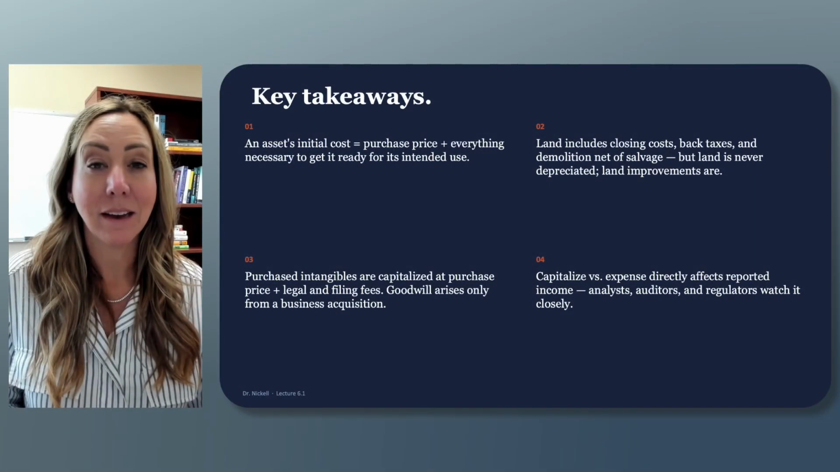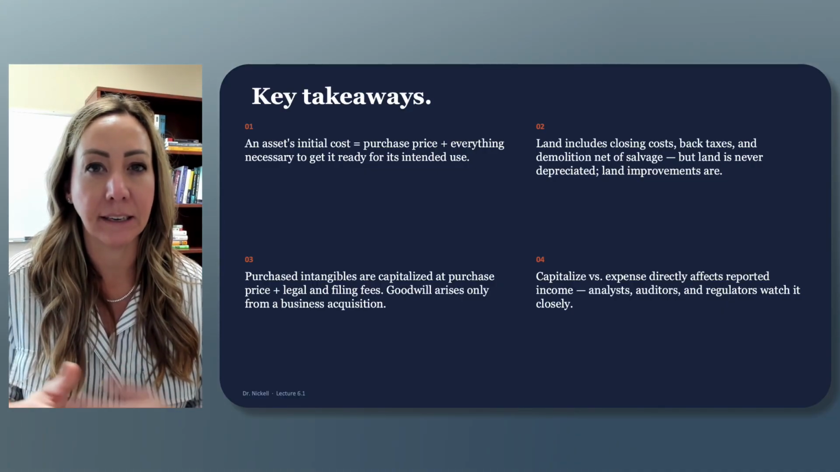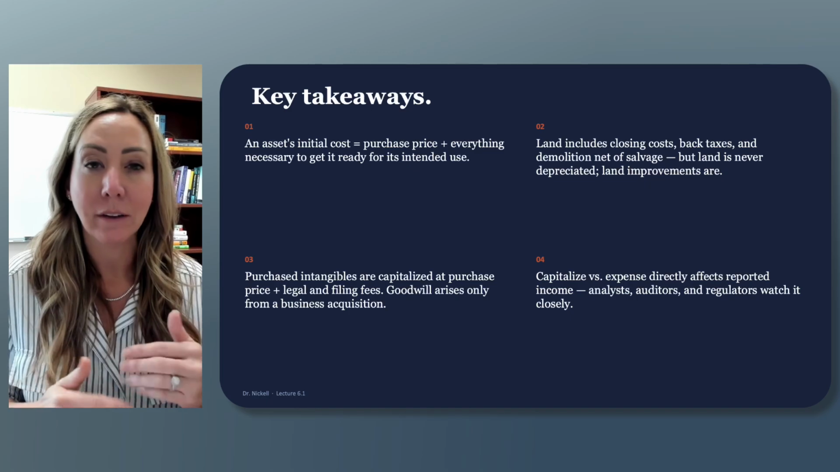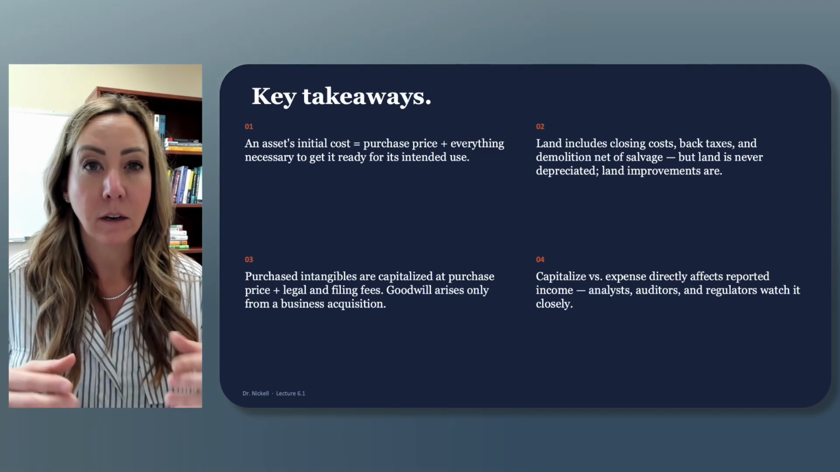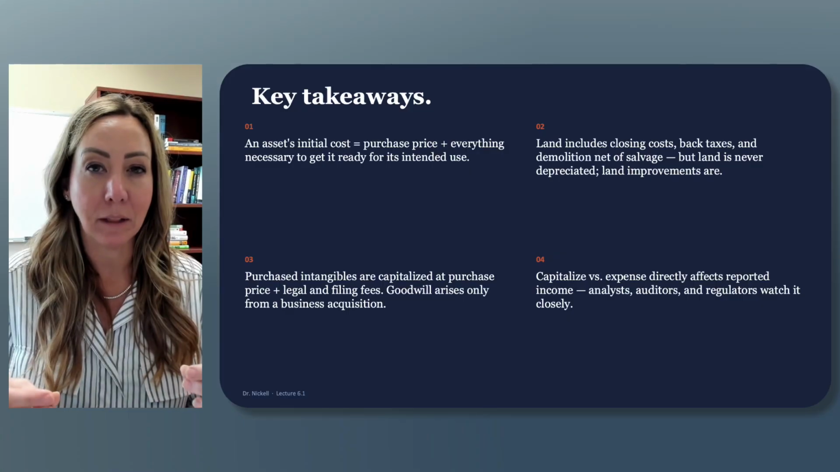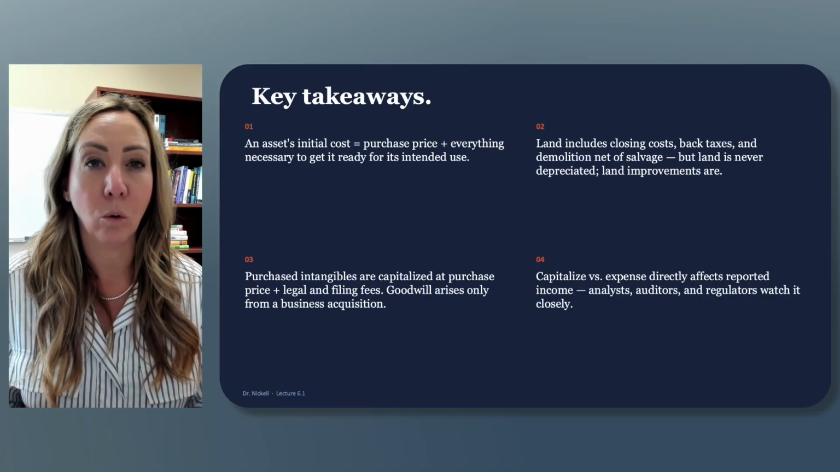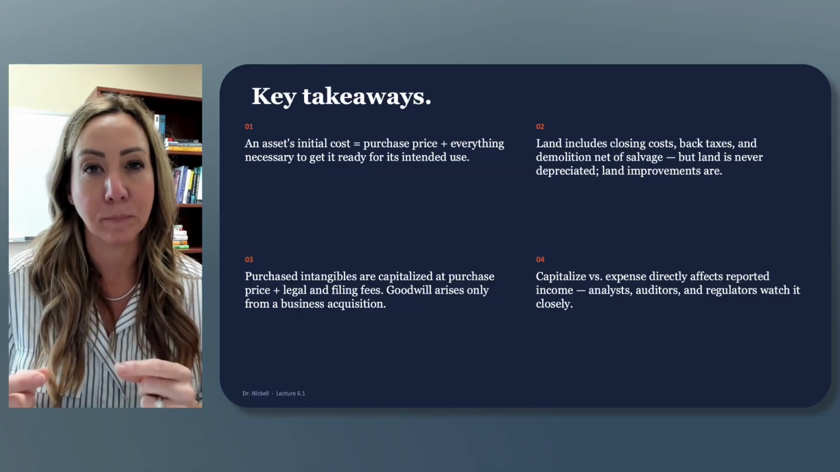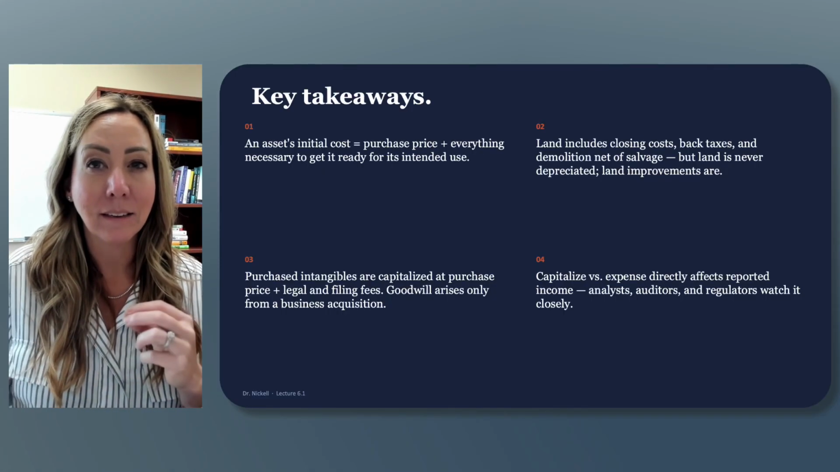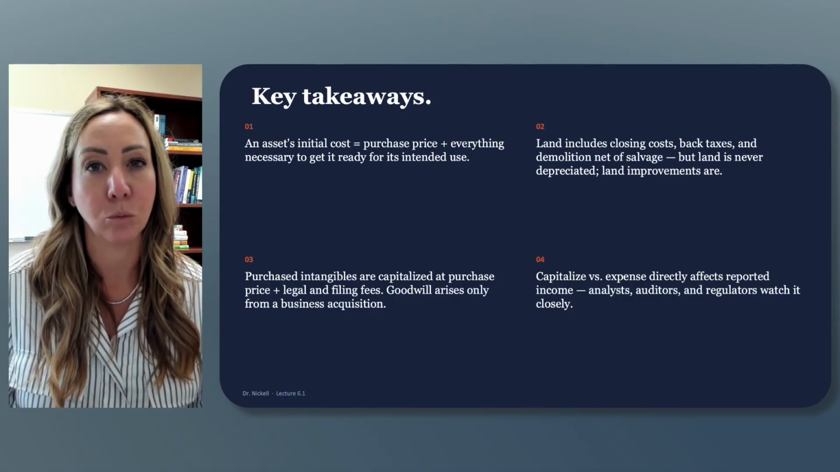To summarize, an asset's initial cost is the purchase price plus everything necessary to get it ready for its intended use. Land is never recognized as an expense, while land improvements are. Purchased intangibles are capitalized at purchase price plus legal and filing fees, and goodwill only arises from a business acquisition. And the capitalized versus expense decision affects reported income, which is why analysts, auditors, and regulators watch it closely.